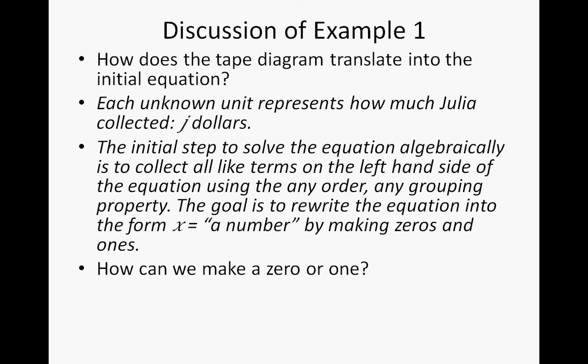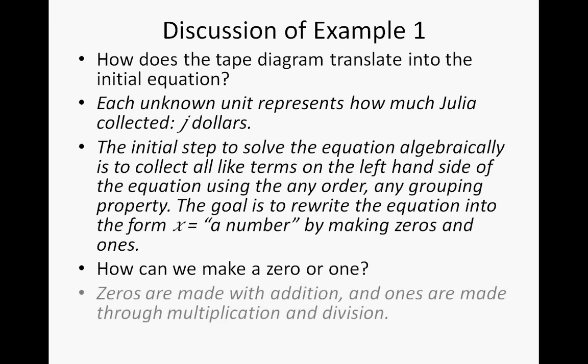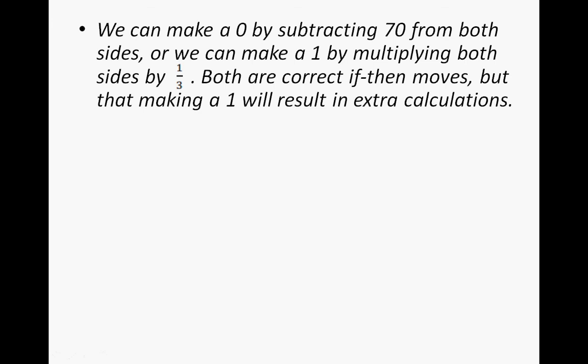So how can we make a 0 or 1? Well, again, that is going back to our properties of equality. Zeros are made with addition. Notice it doesn't say subtraction, because what is the definition of subtraction? It's adding the inverse. So that's why they only mention addition here. And then ones are made through either multiplication or division, depending on how you want to go about that. So we can make a 0 by subtracting 70 from both sides, or we can make 1 by multiplying both sides by 1/3, or dividing by 3.